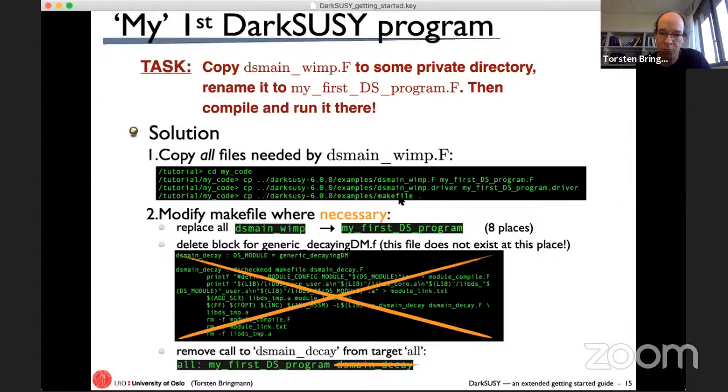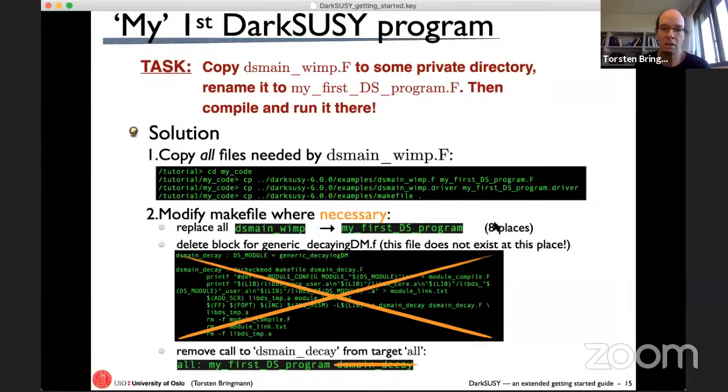And you need the makefile, of course. And this is the one that you need to modify. So the modifications that are necessary are just to replace every occurrence of dsmain_wimp with my first DarkSUSY program. This should be at 8 places.